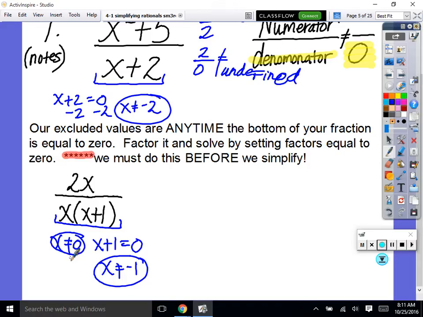Because if we plug it in, we're saying that x could be 2. Okay, yeah. Does that make sense? We could plug in anything.